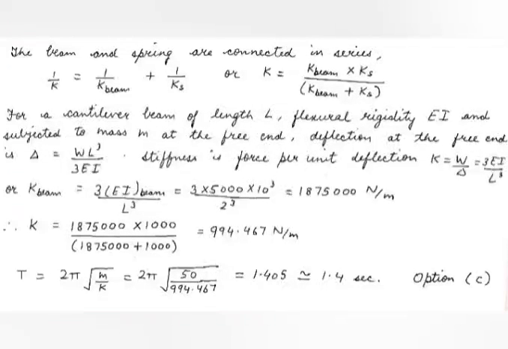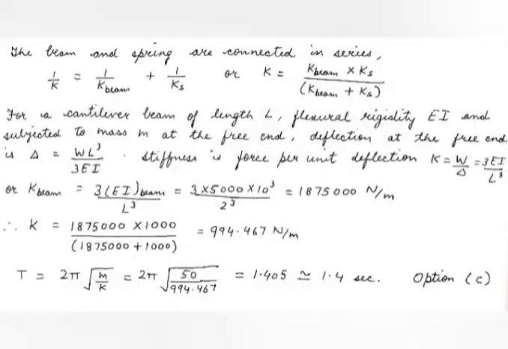When we look at the figure given in the question, we see that the beam and spring are connected in series. For series connection of springs, the equivalent stiffness can be calculated as 1 upon K is equal to 1 upon K beam plus 1 upon Ks. K beam is the stiffness of the beam. So, K will be equal to K beam into Ks divided by the sum of K beam and Ks.